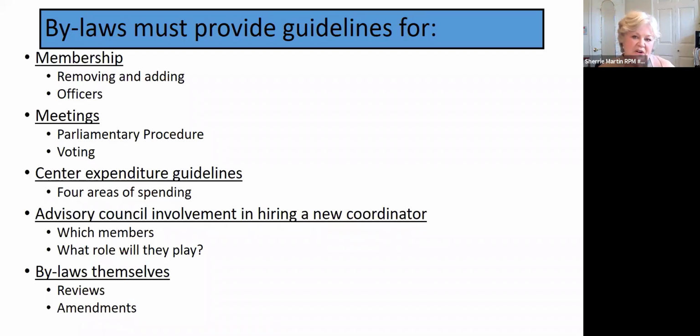And then there are things written into your bylaws about the bylaws themselves. How will the council do amendments? When your bylaws are being changed, updated, amended, what is the process for that? And also for regular reviews of your advisory council bylaws. You want to make sure that you do that, like I said, at a minimum of every other year. And note that in your bylaws.